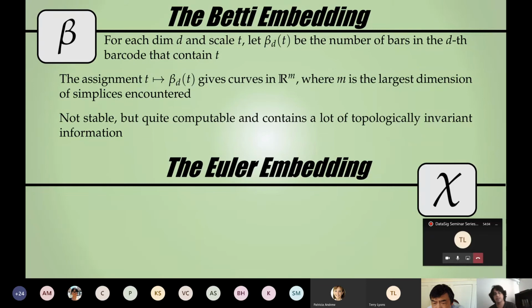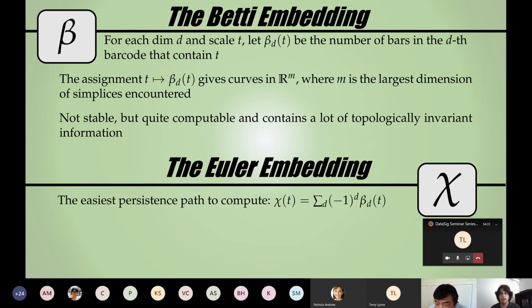So that one always declines because it starts with the number of points you have and ends at 1 and monotonically decreases. The other, Betti 1, is counting the number of loops that you see as you thicken. So that goes up and down, but it's always taking sort of integer values unless you renormalize it. The Euler embedding is even nicer.